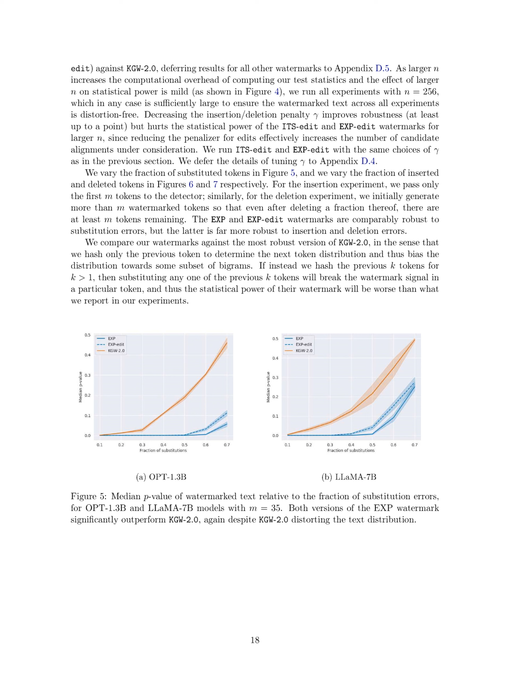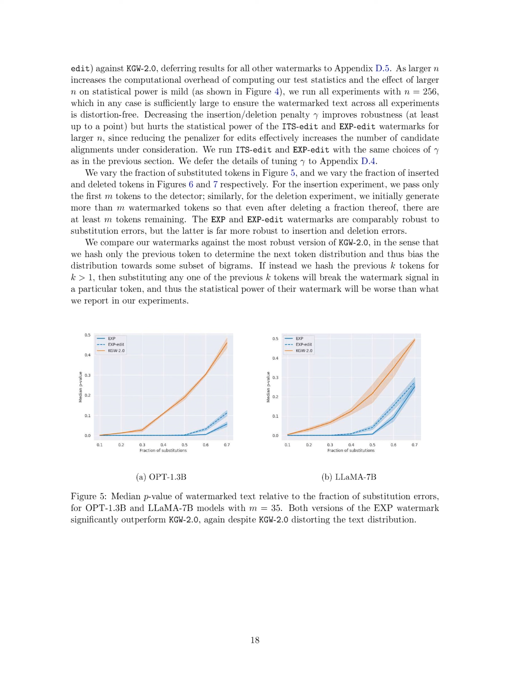If we reduce the penalty for insertions or deletions, referred to as gamma, we can improve robustness, but only up to a certain point. This is because reducing the penalty for edits effectively increases the number of possible alignments, which can negatively impact the statistical power of the ITS edit and EXP edit watermarks when n is large. We've decided to use the same gamma values for ITS edit and EXP edit as we did in the previous section. We'll discuss how we fine-tuned gamma later in the appendix.